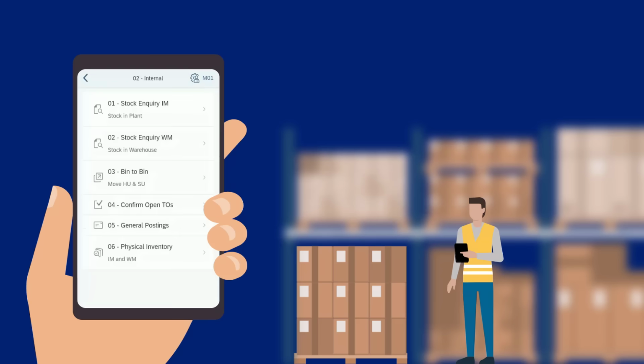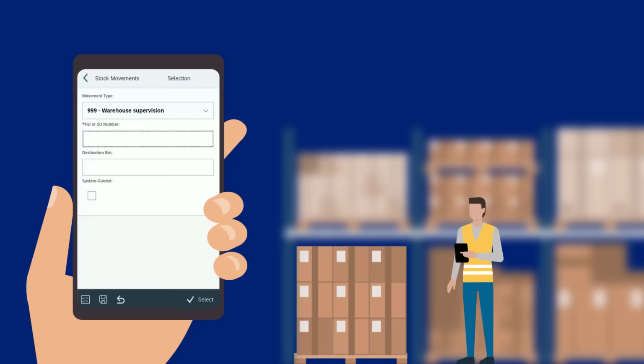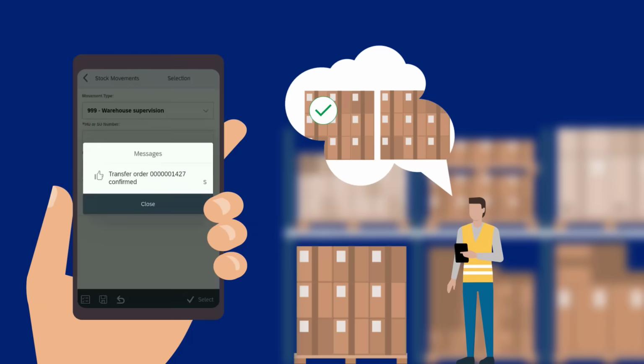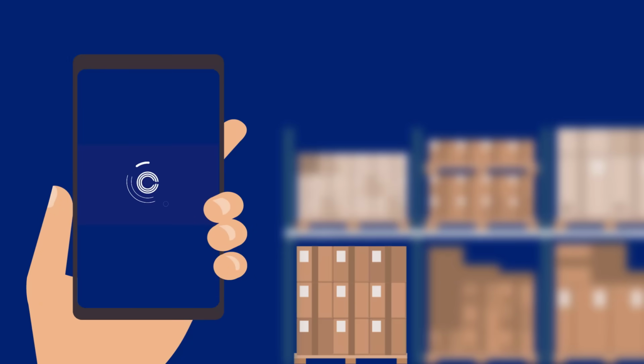The operator does this by selecting Internal and Bin-to-bin. Next, the operator scans the HU label to select the handling unit to move. The operator then moves the pallet to the new location and confirms the destination storage bin, creating and confirming the transfer order in one simple step.